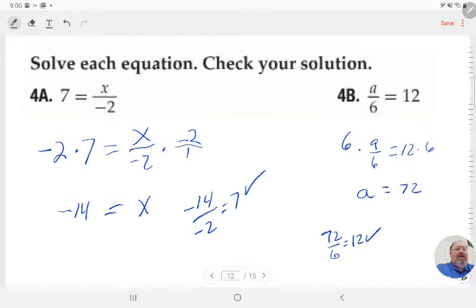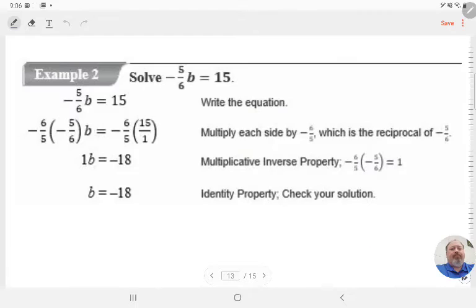On 4b, I would multiply each side by 6. And that would give me a equals 72. And then I could check that by 72 divided by 6, which is 12. Okay? All right. Now, on a problem like this, we have negative 5/6 b equals 15.